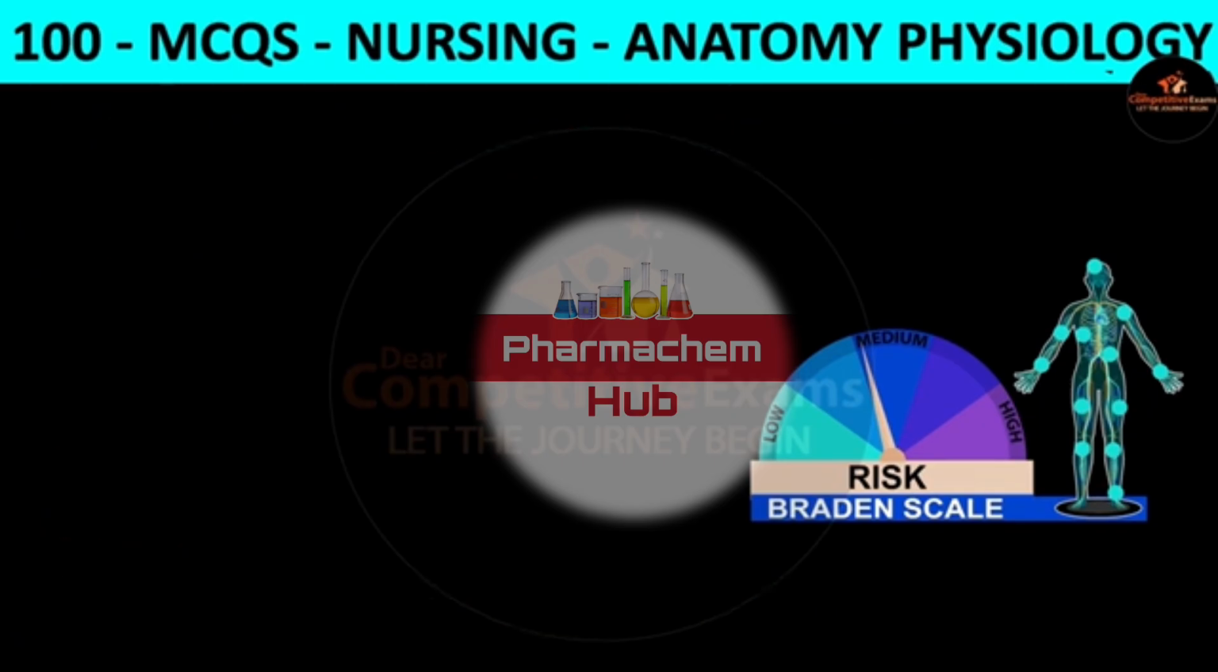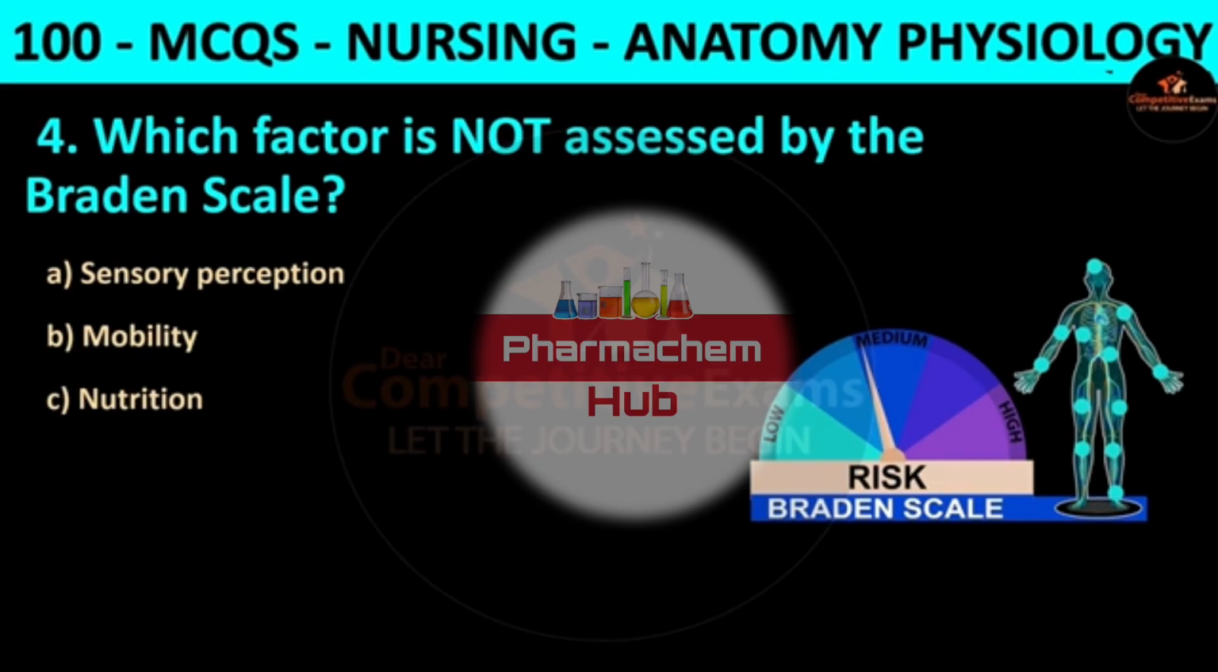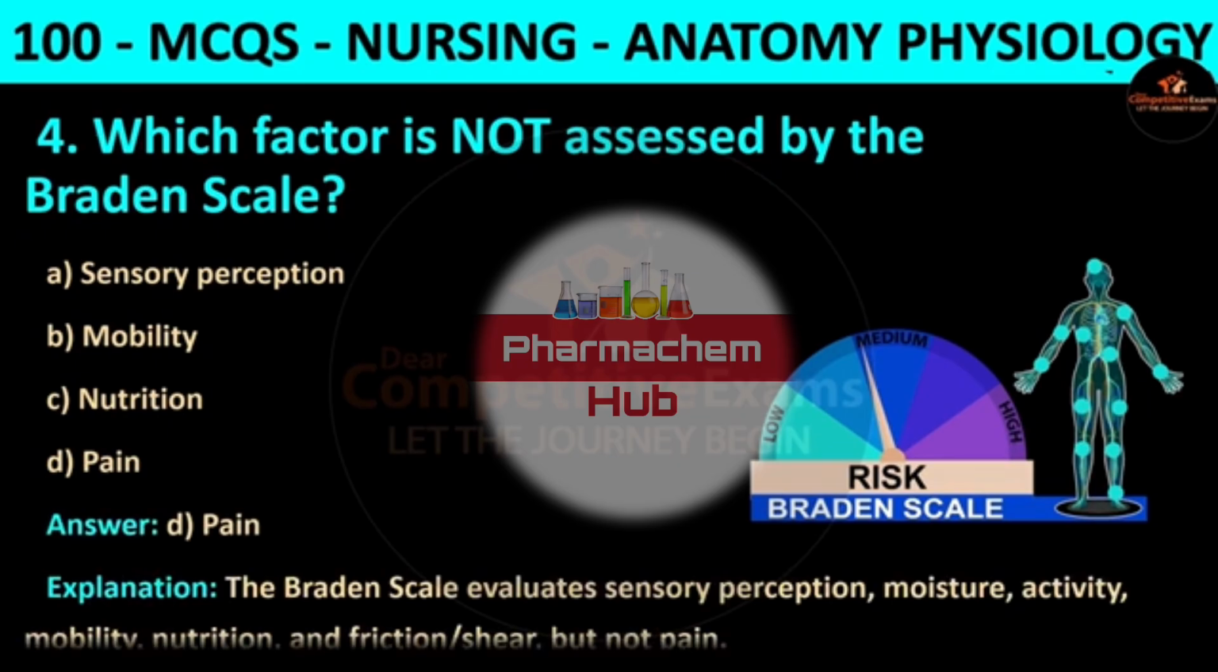Question number 4. Which factor is not assessed by the Braden scale? The options are sensory perception, mobility, nutrition, or pain. The correct answer is D, that is pain. The Braden scale evaluates sensory perception, moisture, activity, mobility, nutrition, and friction, but not pain.